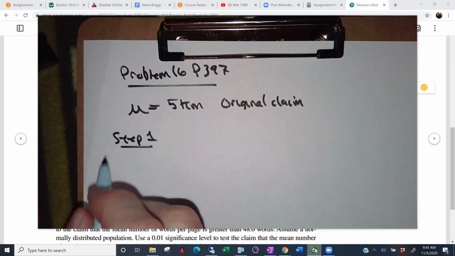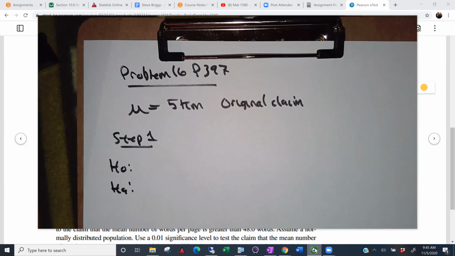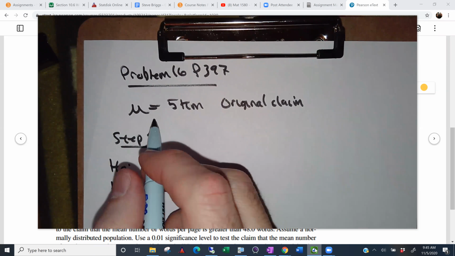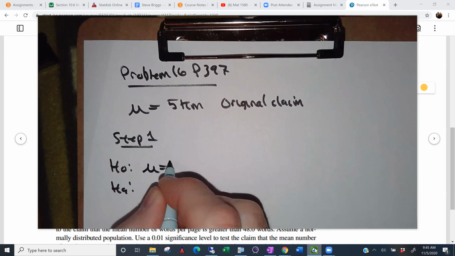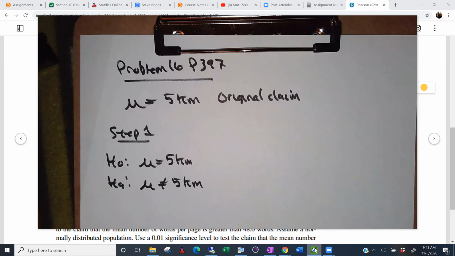So step one, we're going to set up our null and alternative hypothesis, H0 and HA. H0 is that mu equals 5 kilometers. HA is that it's not equal to 5 kilometers. Okay.